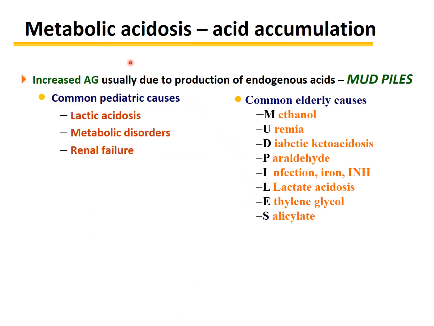Now, what is the most common cause of metabolic acidosis, or the acid accumulation? When we have an increased anion gap, it is usually due to the production of endogenous acid. The DeMott-Pice mnemonic will tell you that most commonly the patient ingested methanol, or they have uremia, or diabetic ketoacidosis, paraldehyde, or infection, or INH, they're treating tuberculosis, or lactic acidosis, or ethylene glycol, or salicylate poisoning. And in the kidney, mostly lactic acidosis and metabolic disorders or renal failure can cause anion gap metabolic acidosis.